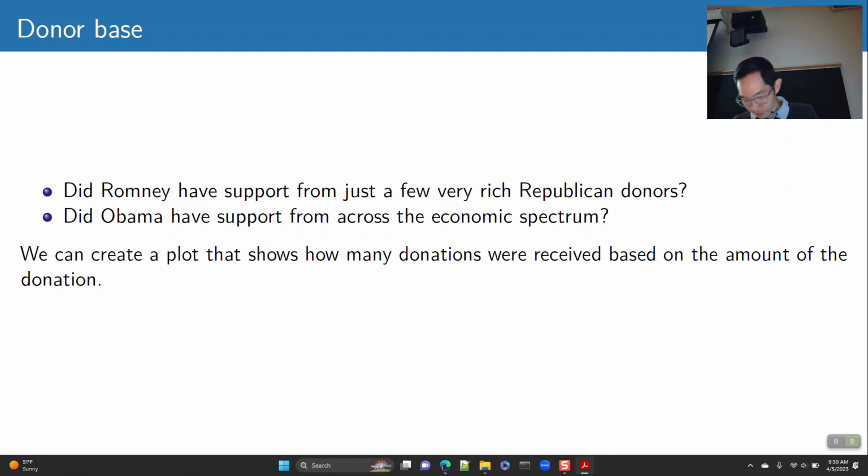Okay. There are a few different stories we hear. And sometimes, one of the stories you hear about campaign donations is that, for certain candidates, it's just a few very rich people that support this candidate. And then for other candidates, there's a grassroots movement, and it's a whole bunch of small donations coming from a whole bunch of different people, right?